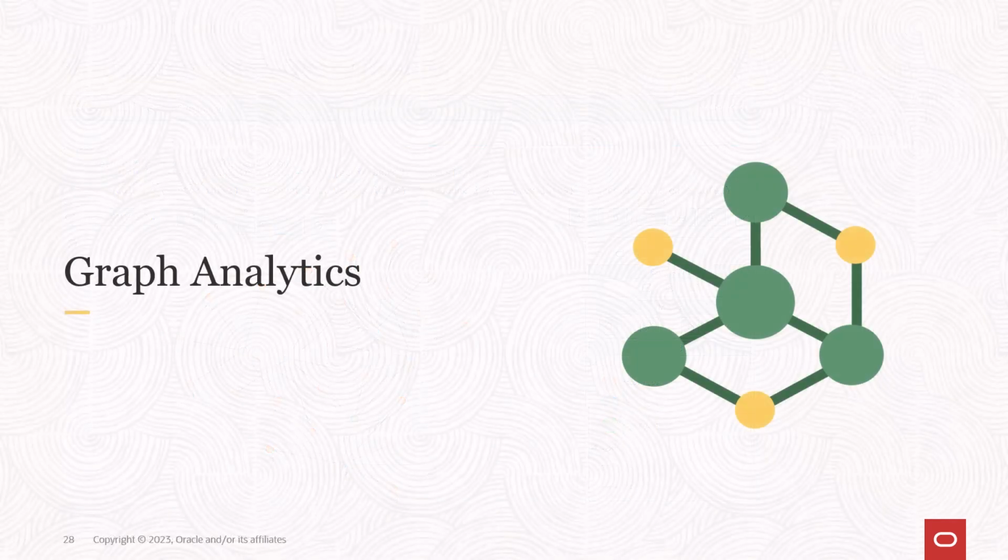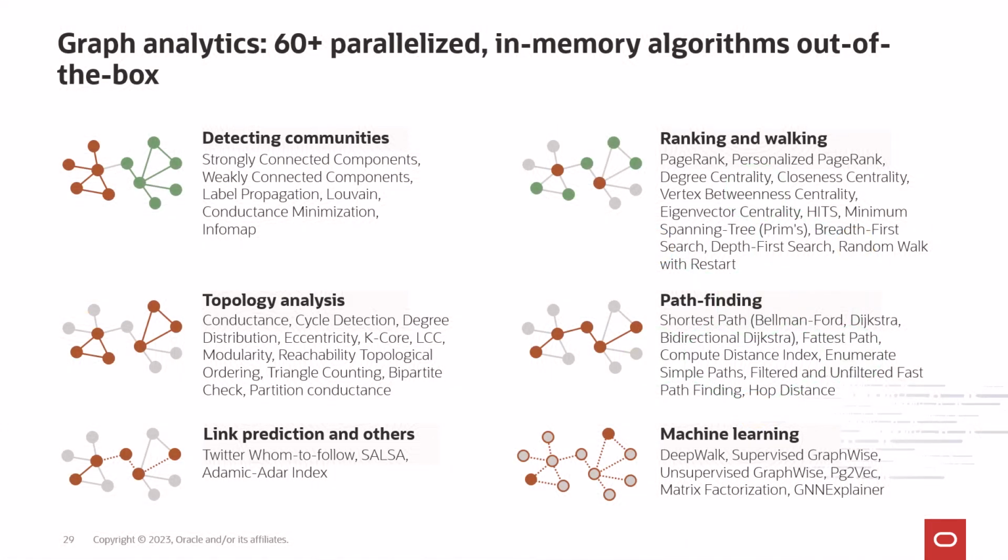One of the things you want to do is run some data mining analytics on such a graph model. And we have actually implemented over 60 of these parallelized in-memory algorithms that you can run out of the box. They allow you to perform all kinds of ranking, community detection, pathfinding, link prediction, and so forth. And so they are very useful in a number of business cases to detect fraud, in public safety, sometimes in healthcare, retail or marketing applications.